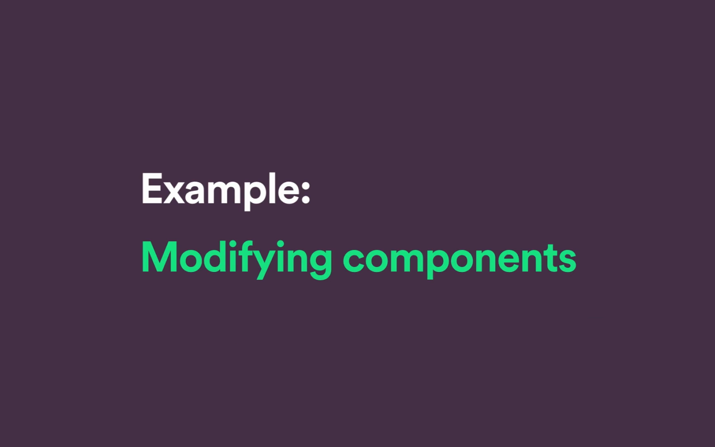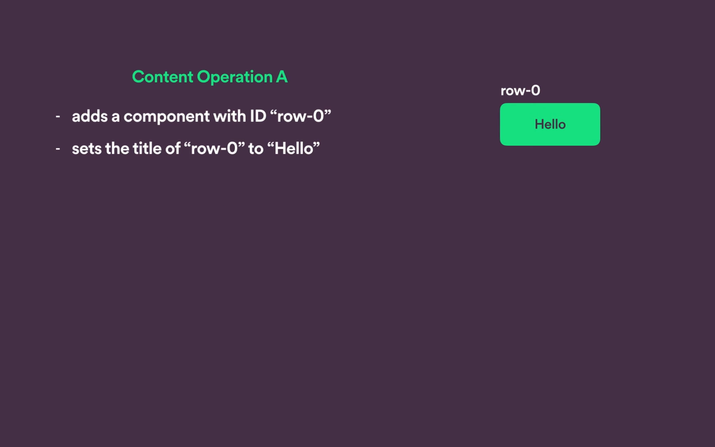One other example is how we can use the content loading chain to actually modify components. Again, let's say we have a content operation A, which does exactly what it did in the previous example. It creates a component with the ID row0 that has the title hello. But now operation B, instead of creating a new component with a unique ID, is going to attempt to create a component with the same ID.